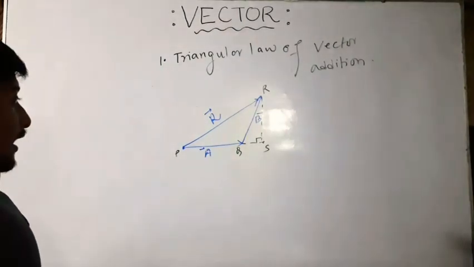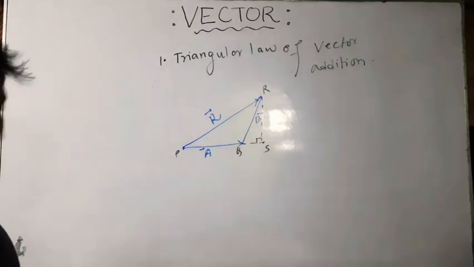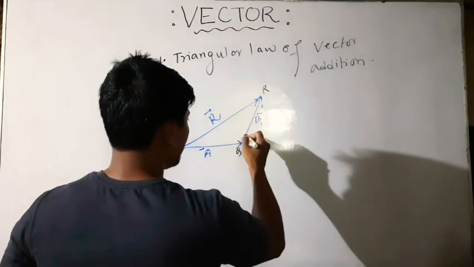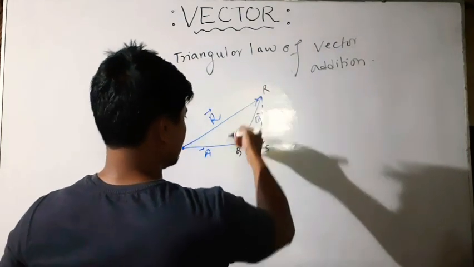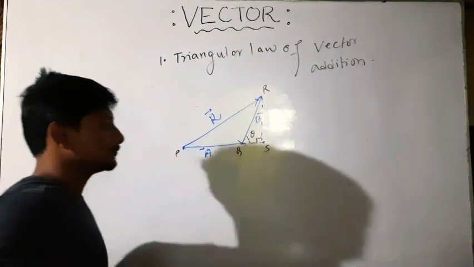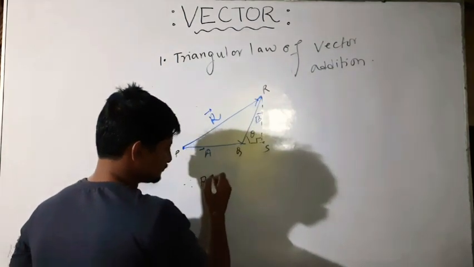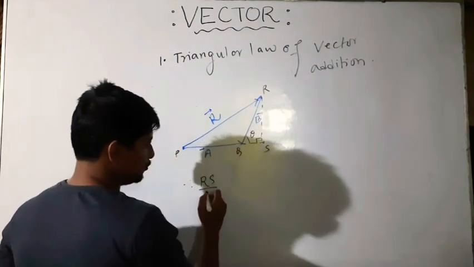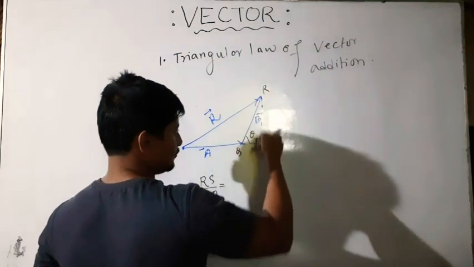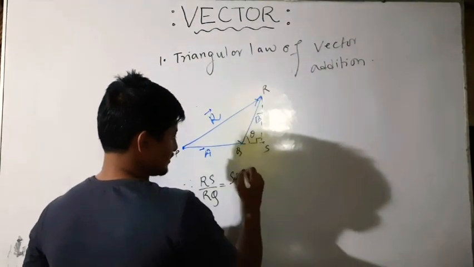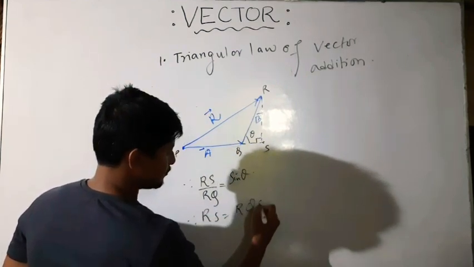Okay. Now if you see, between A and B there is a particular angle. Say this angle between A and B, this angle, see, this is the line of impact of A, and B is here. So let the angle be theta. Okay, so now what can I do? See carefully, RS by RQ, this is the perpendicular and this is my hypotenuse, so it is sin theta, isn't it? So therefore RS equal to RQ sin theta.